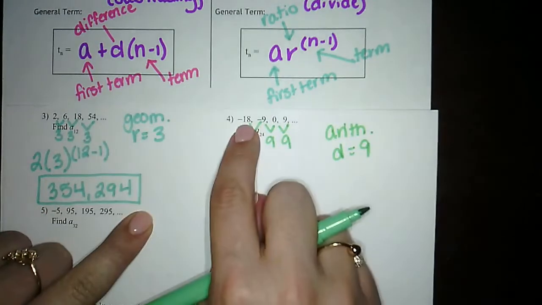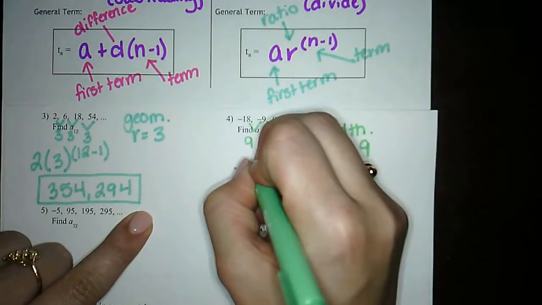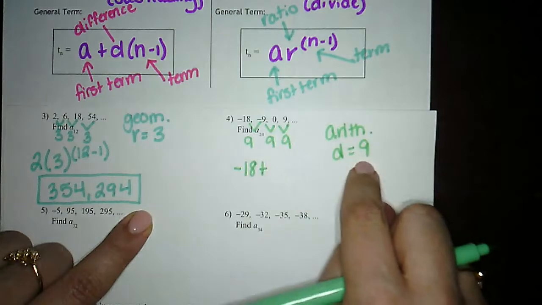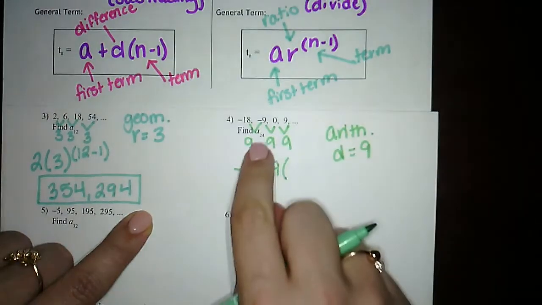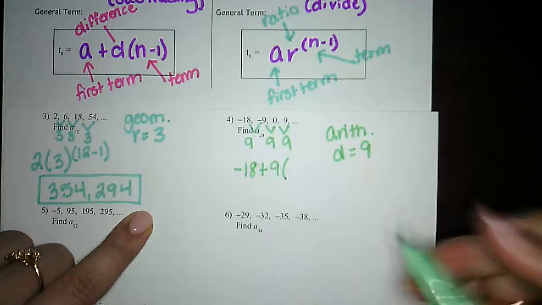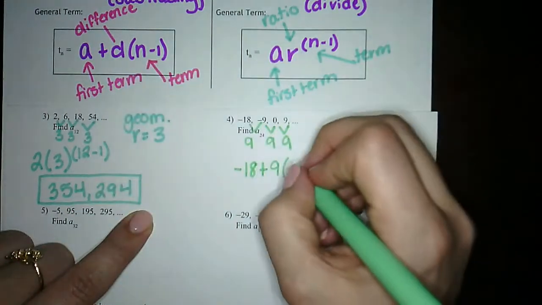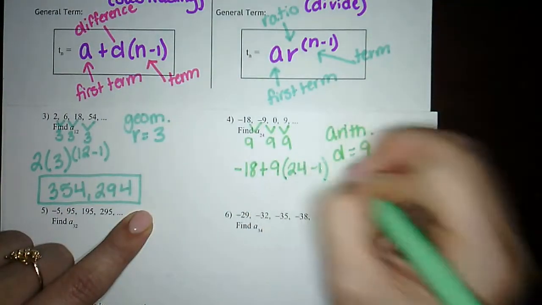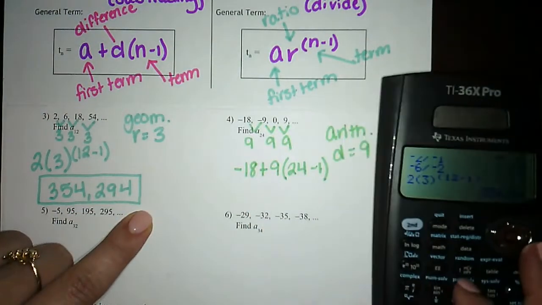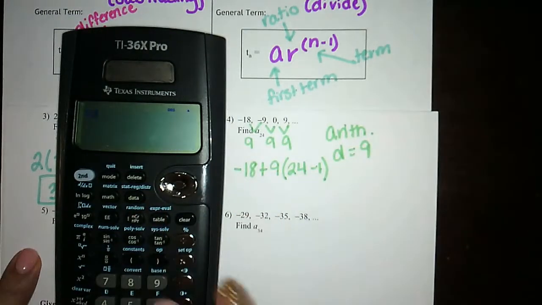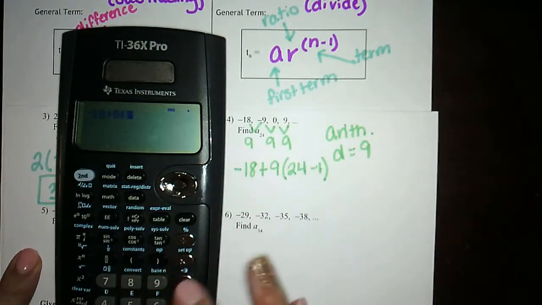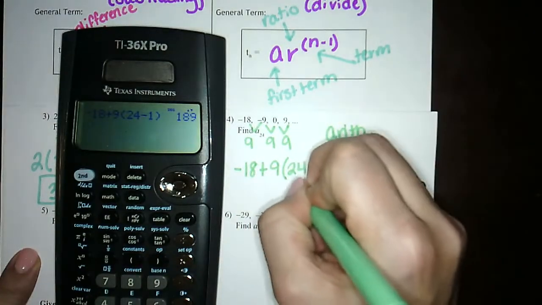So A is our first term, which is -18, plus our difference is 9. And then it tells us to find the 24th term, so it's 24 minus 1. And again, for stuff like this, use your calculator. You don't want to miss questions on the ACT and SAT for simple mistakes. Plus 9, 24 minus 1 gives us 189.